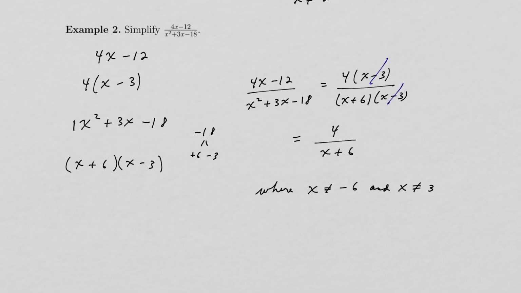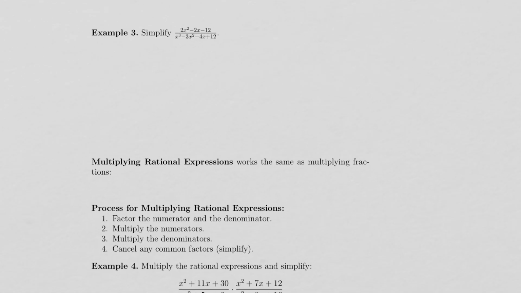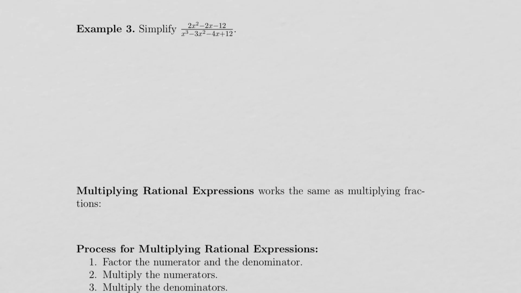All right, let's go to the next page. Let's try this one. So to simplify the numerator, it looks like actually I can factor out a 2, it's common to every term, so I'm going to have x squared minus x minus 6.